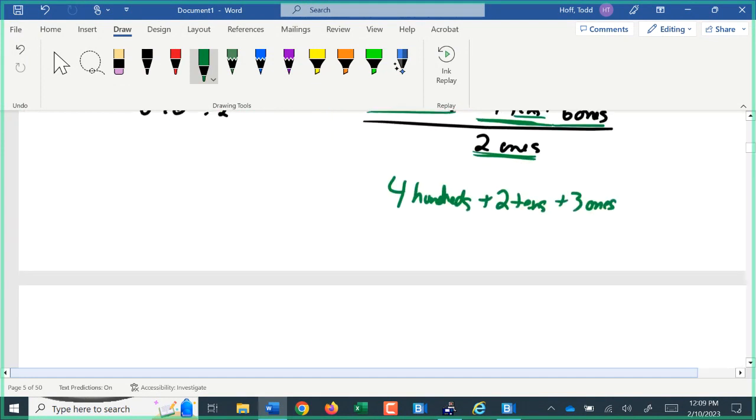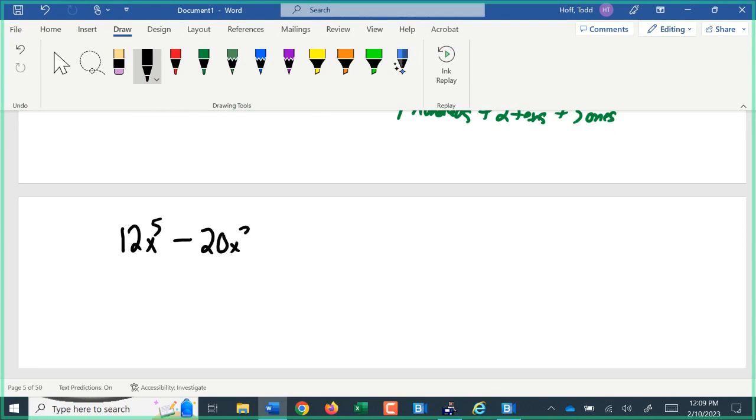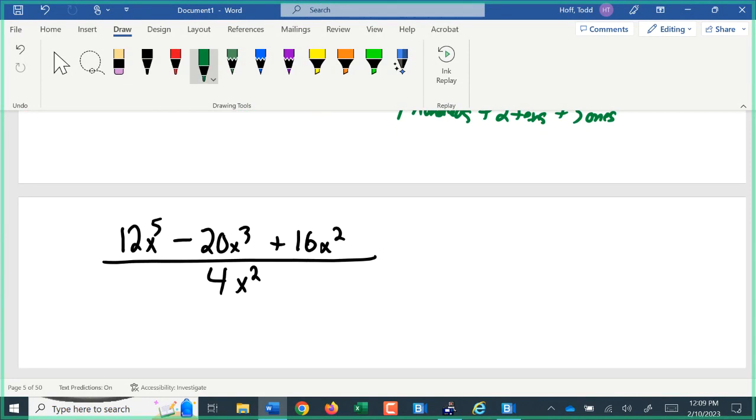Now again, most of us haven't seen it written out in that full or long form. But when we get to algebraic numbers, that's exactly how we do it. We might have 12x to the 5th minus 20x to the 3rd plus 16x squared divided by 4x squared. We divide each term. 12x to the 5th divided by 4x squared. 12 divided by 4 is 3. X to the 5th divided by x squared. Again, they have the same base of x, so we subtract the powers. 5 minus 2 is 3, so that's x to the 3rd.